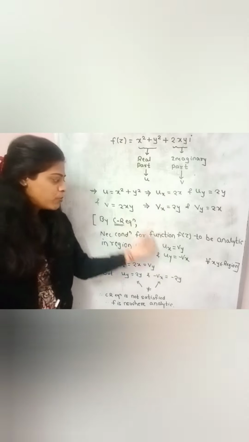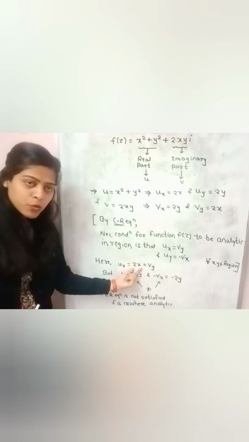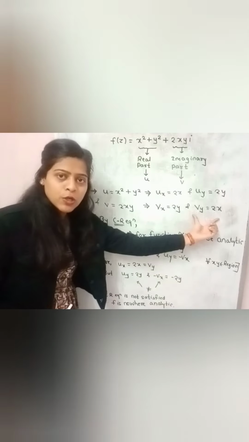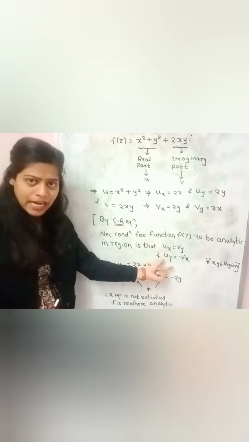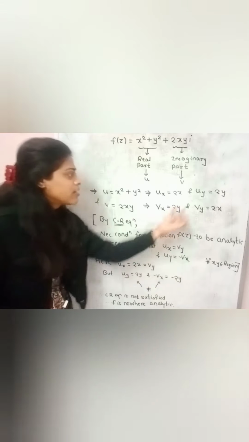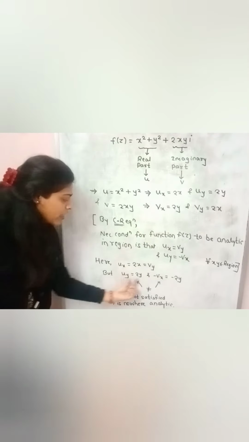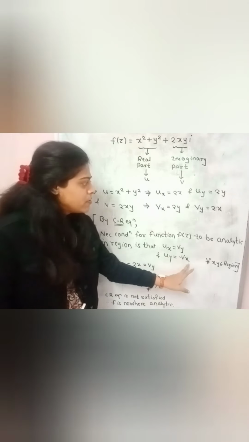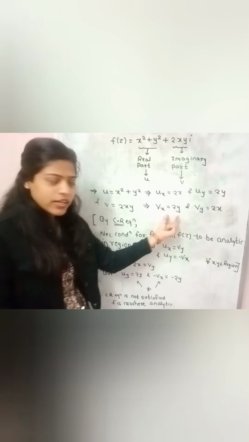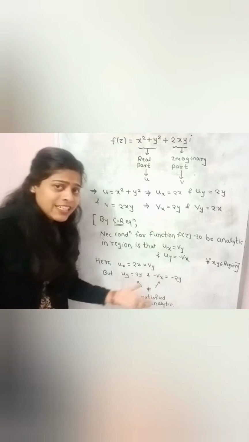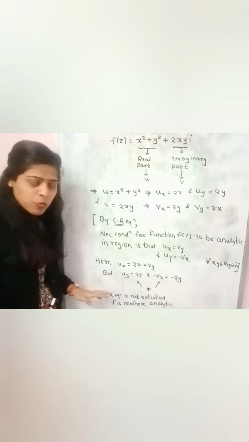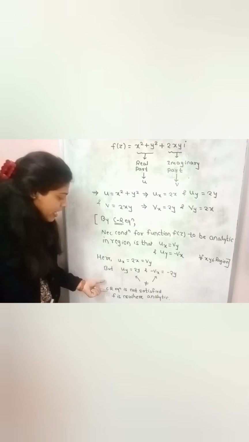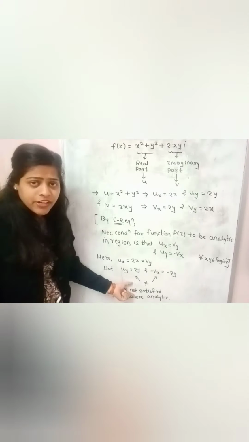From the above information, ux is equal to 2x. Similarly, vy is also equal to 2x. So the first condition is true. Now we are going to check the second condition. Here uy is equal to 2y. And minus vx is equal to minus 2y. Clearly we can see these are not equal. That is, the second condition is not satisfied. So clearly we can see the CR equation is not satisfied here.